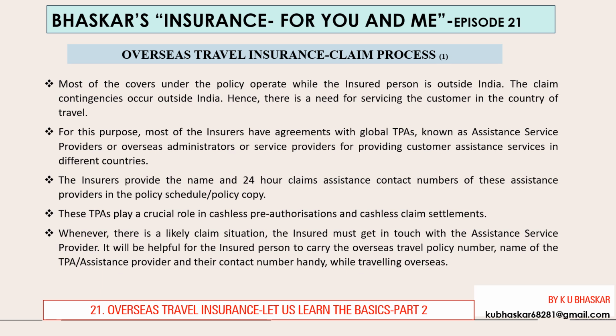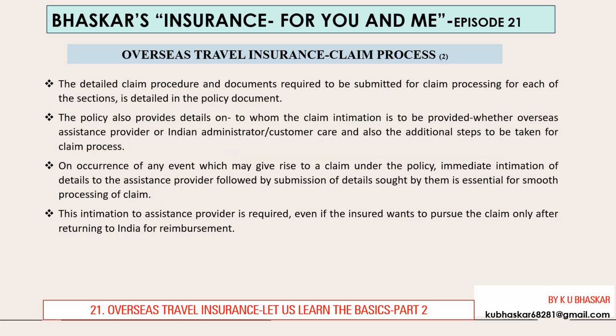The insurers provide the name and 24-hour claim assistance contact number of these service providers in the policy schedule or the policy copy. So these TPAs play a crucial role in cashless pre-authorization and also cashless claim settlements. So whenever there is a likely claim situation, the insured must get in touch with the assistance service providers. It will be helpful for the insured person to carry the overseas travel policy number, name of the TPA, that is the assistance provider, and their contact numbers handy while traveling overseas.